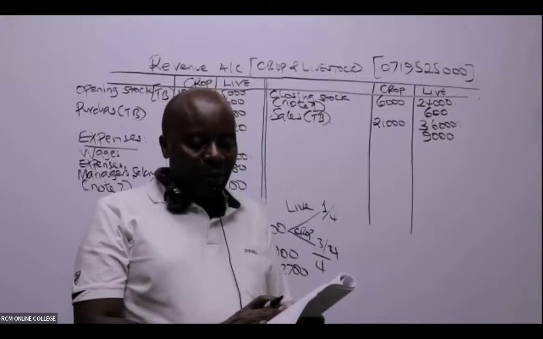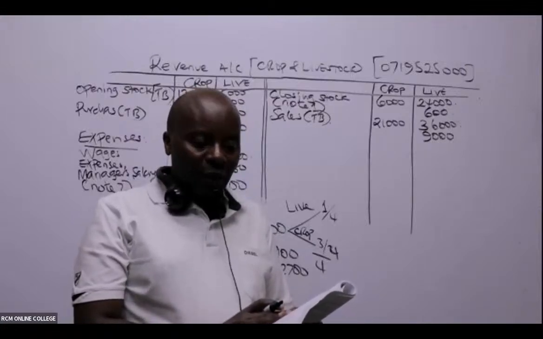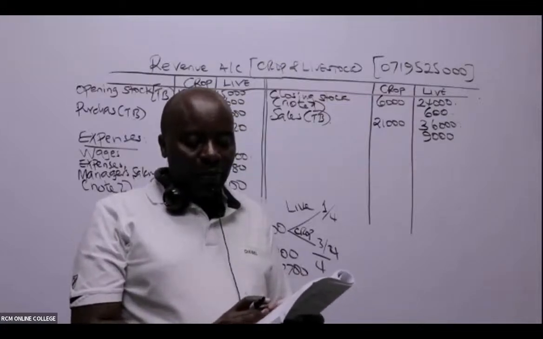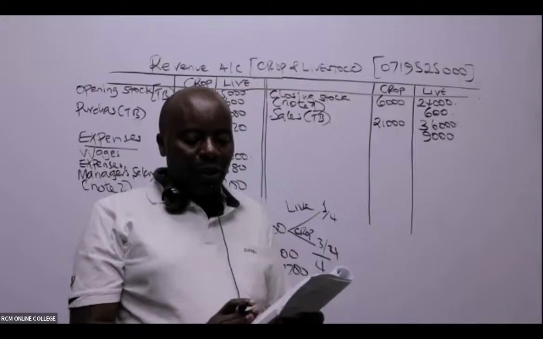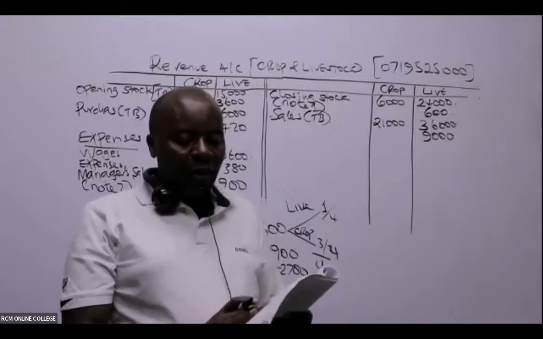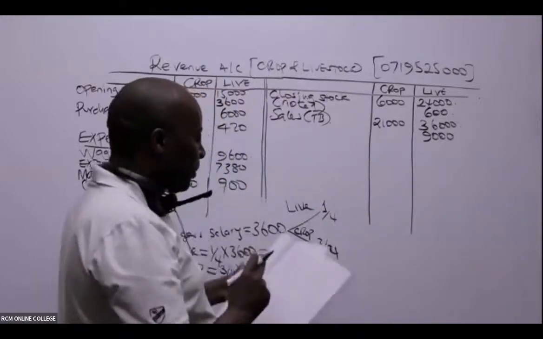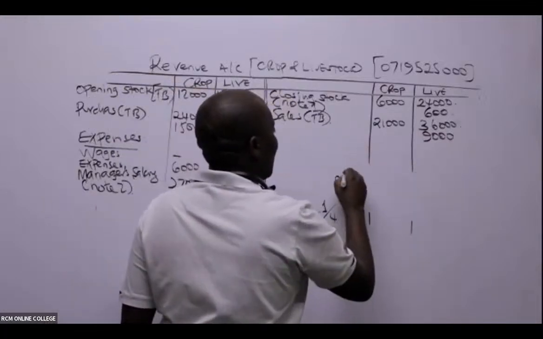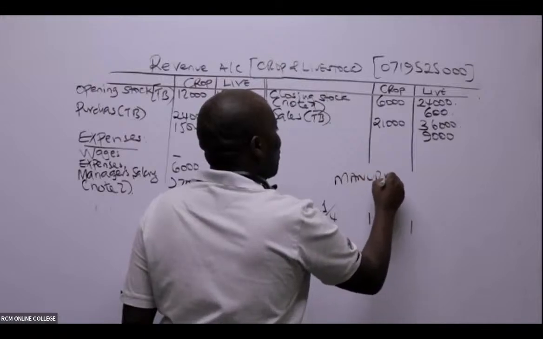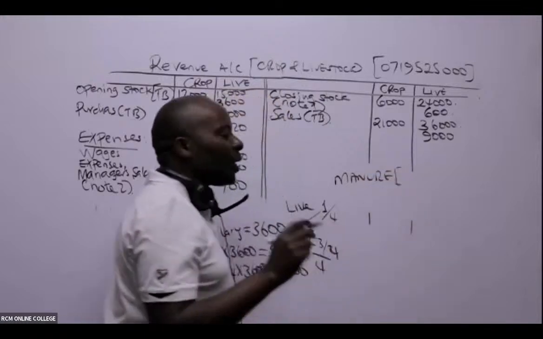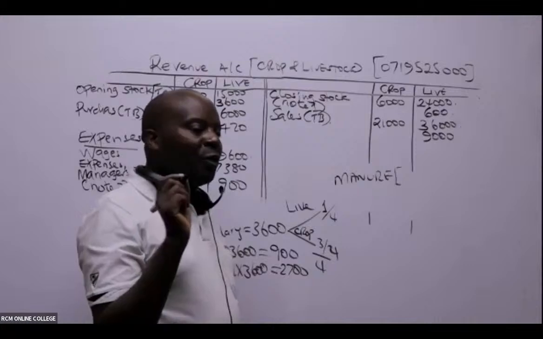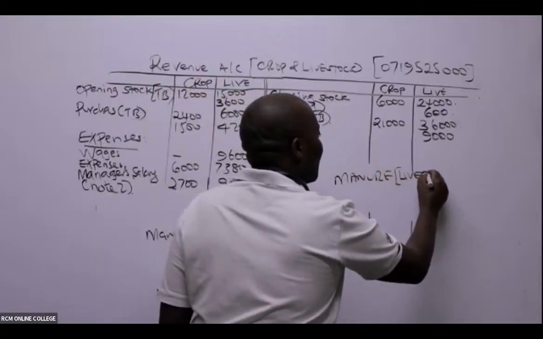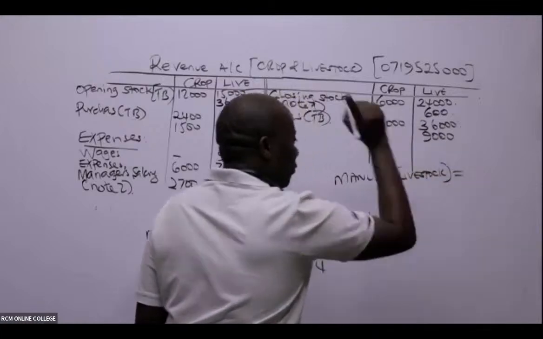Then we are told note number 5, manure. Manure worth 180,000 was used in the farm, while farm crops used to feed the livestock were valued at 390,000. Let's work with manure first. So I know that manure, who produces manure? It is livestock. Manure is from livestock.